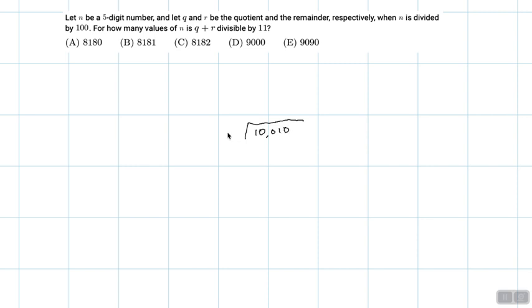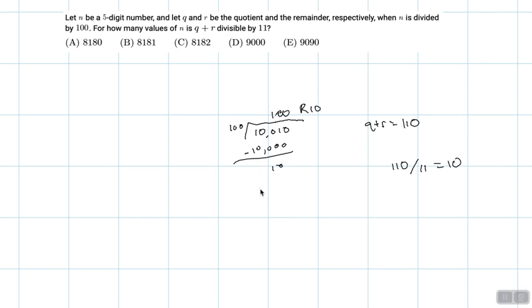10,010. So when this is divided by 100, we get 100 remainder 10. So q is 100 and r is 10. So q plus r is equal to 110, and 110 divided by 11 is equal to 10. So it is divisible by 11. So 10,010 is the first value of n such that q plus r is divisible by 11.